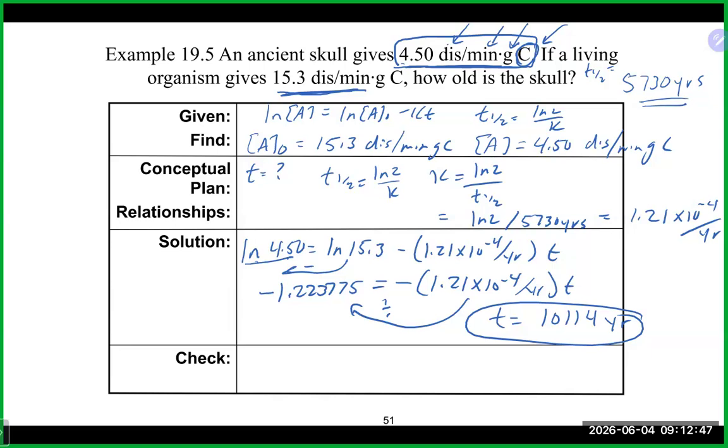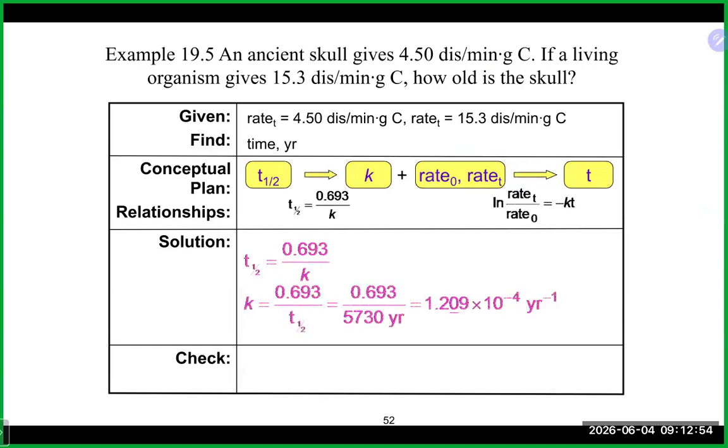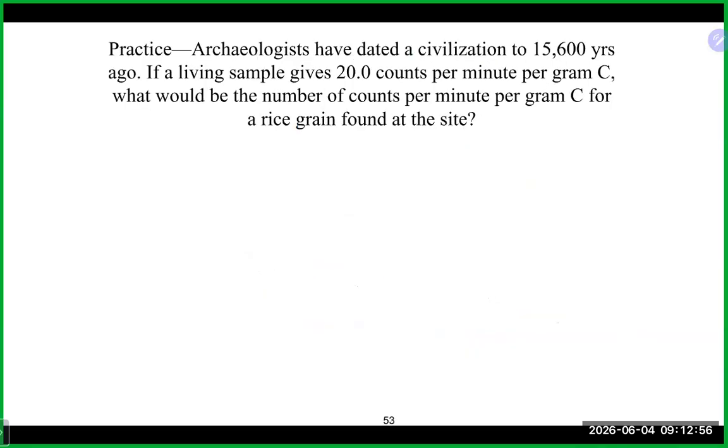Let's take a look at one more here. All right, so we have dated a civilization to 15,600 years ago. If a living sample gives 20 counts per minute per gram of carbon, what would be the number of counts per minute per gram of carbon in a grain of rice that is found at the site? Take a moment, see what you come up with. All right, let's take a look.